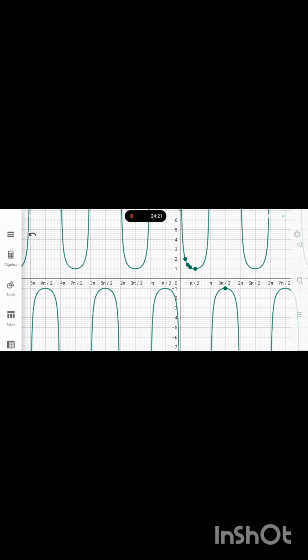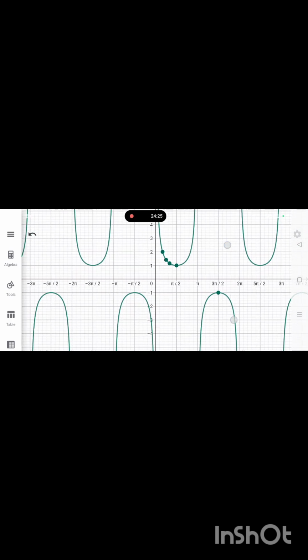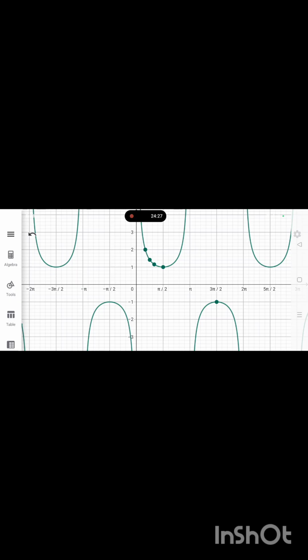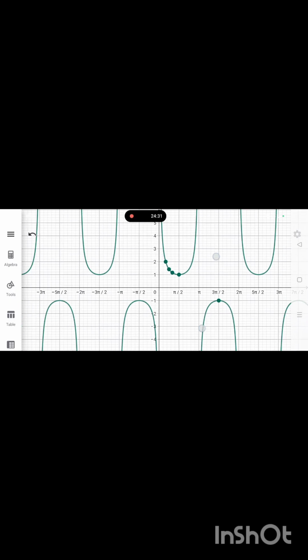Negative also we will get. Look at this. Cosecant 270 degrees is minus 1. So it is touching minus 1. That is, 270 means 3 pi by 2. Cosecant 3 pi by 2 is minus 1.